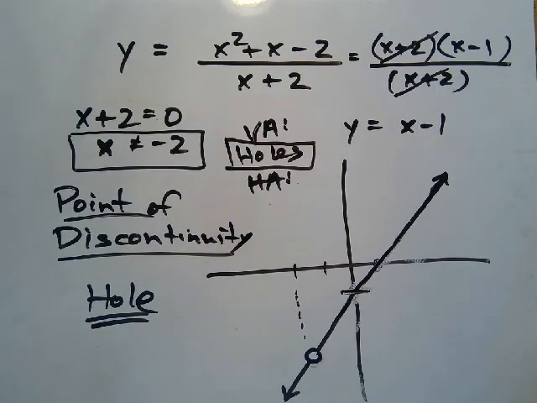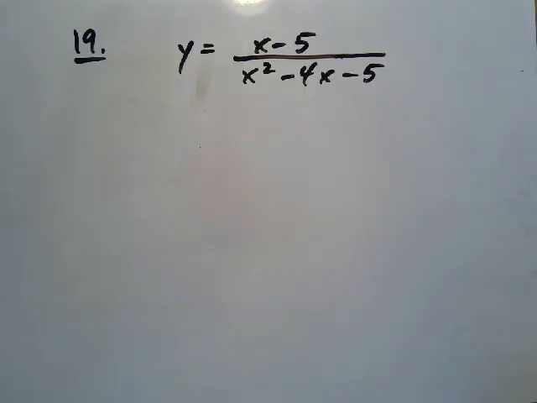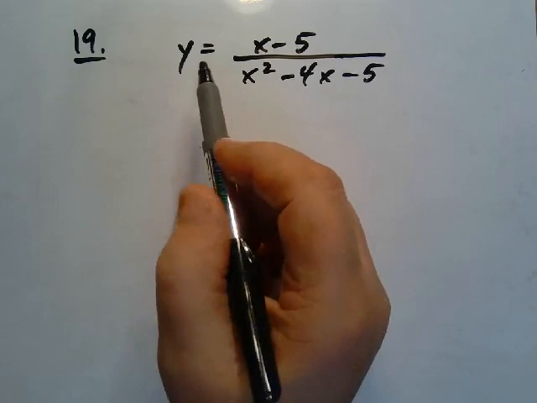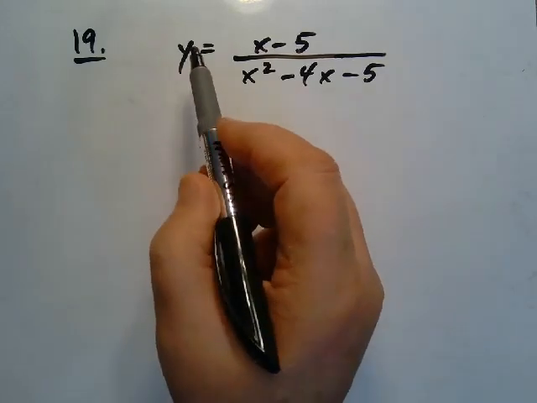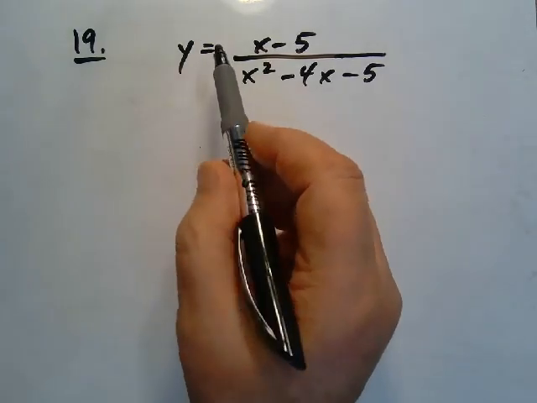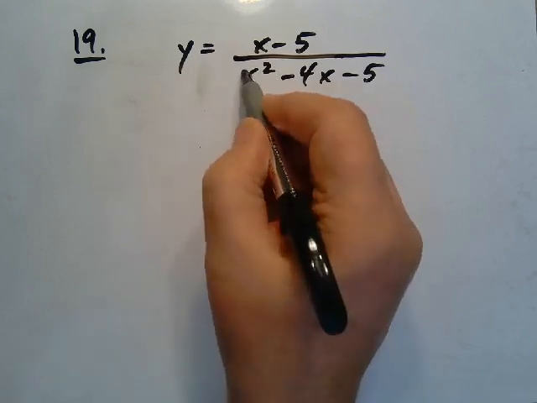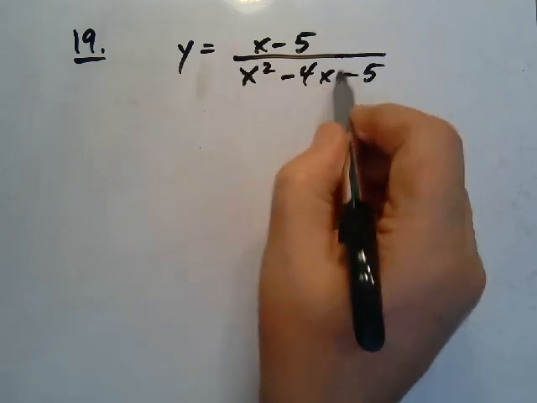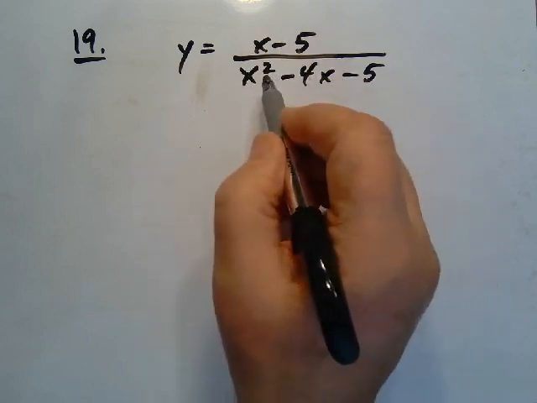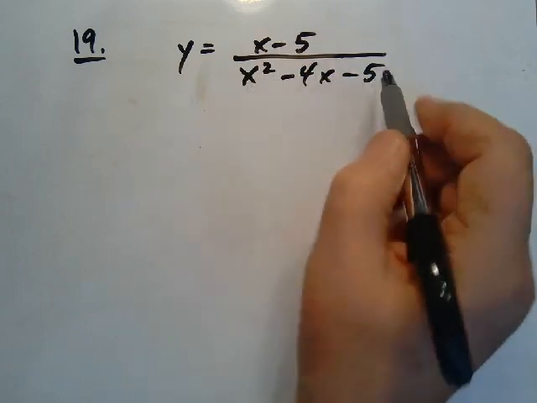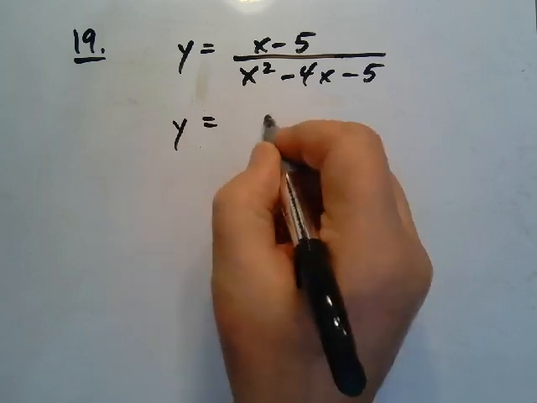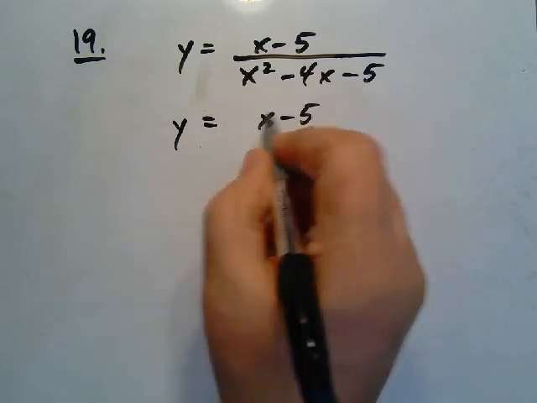Let's do another one of those. Okay? All right, let's take a look at this one. This is problem 19 from your book. And the book instructions say find any vertical asymptotes or holes, in other words, a point of discontinuity. Let's see what happens. And in order for us to figure out what the excluded values are, we've got to factor the denominator here. I need to know what those factors are going to be.